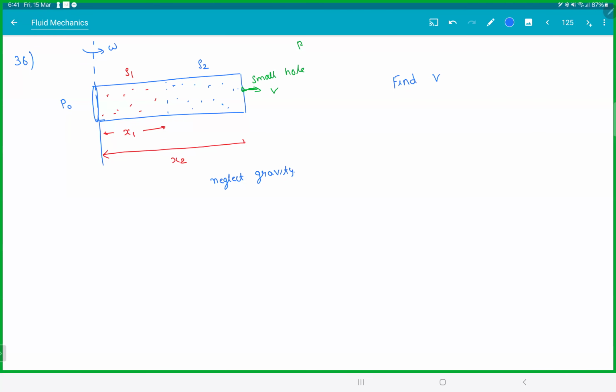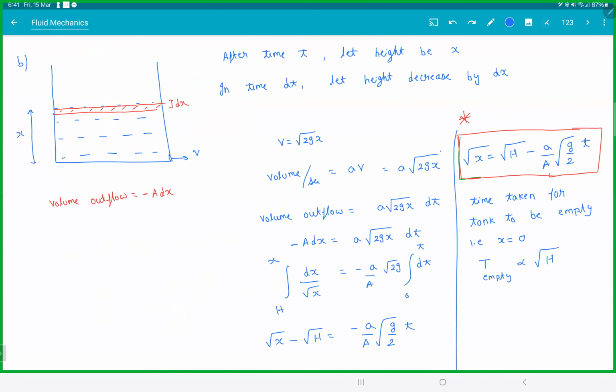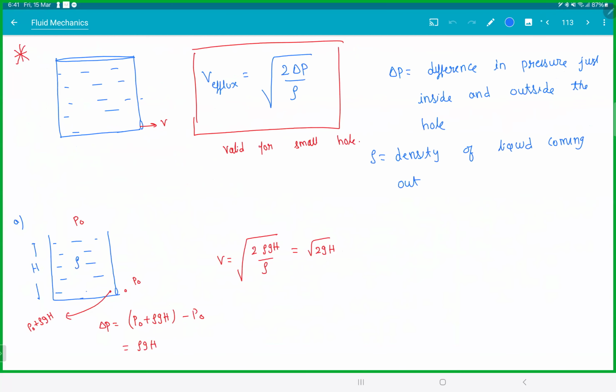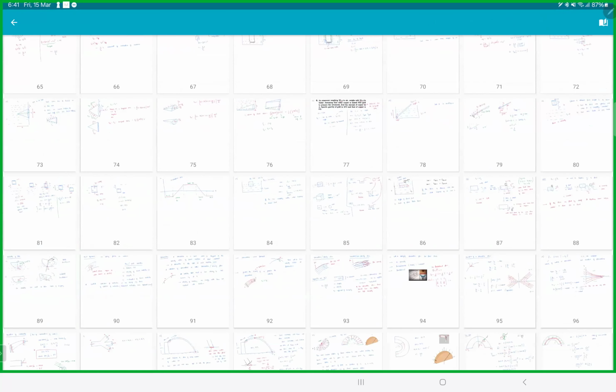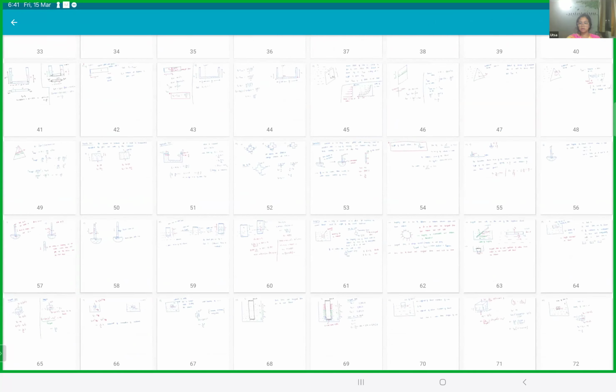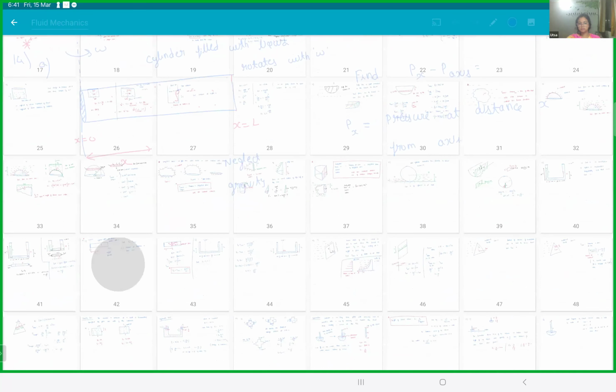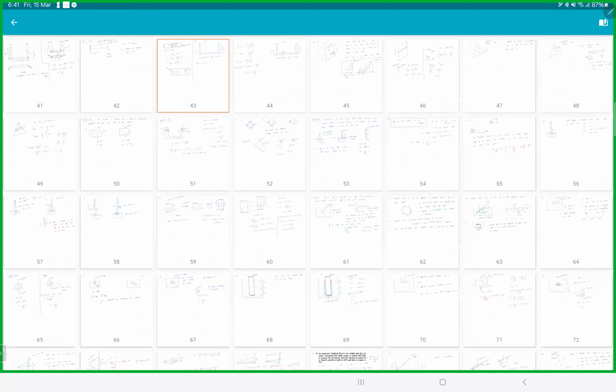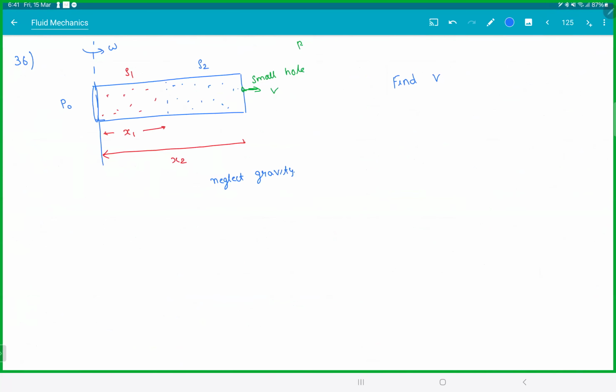Know which formula to use? Remember this? This is better, no? This one and which other formula to use? Sorry, this one. So you have to combine both. Try.